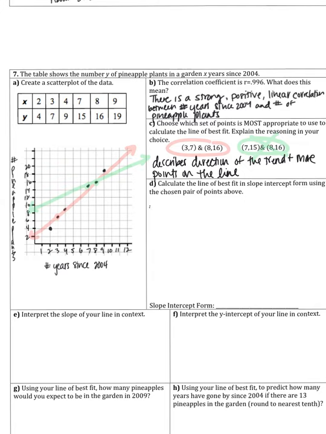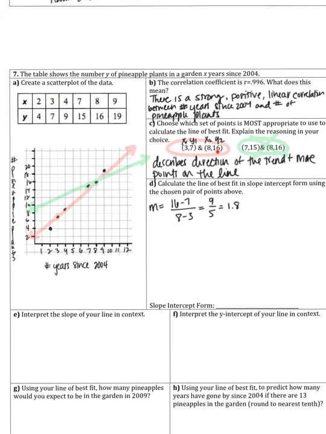And remember, first step of calculating the equation of a line is the slope. So let's do this. x1, y1, x2, y2. We're going to take 16 minus 7 over 8 minus 3. 16 minus 7 is 9, and 8 minus 3 is 5. 9 divided by 5 gives us 1.8. We may not be comfortable working with this fraction, so we can go ahead and make it into a decimal.